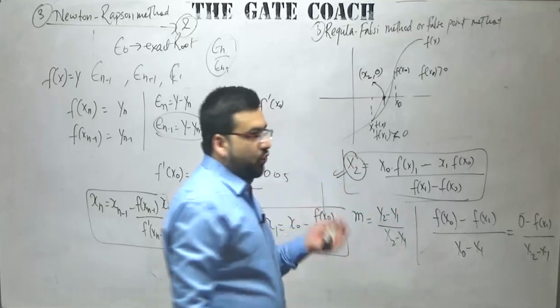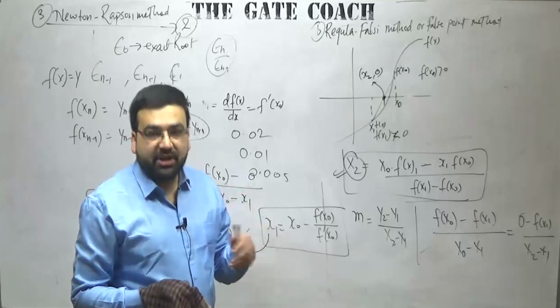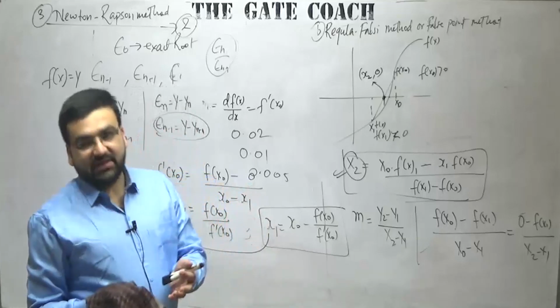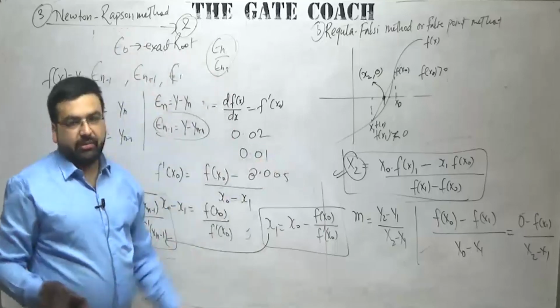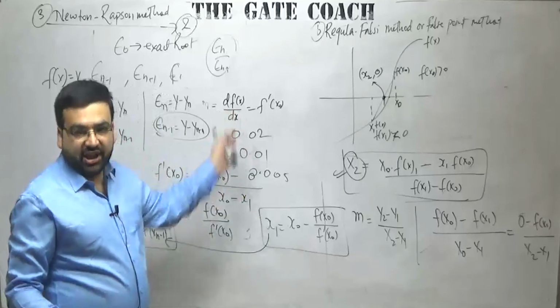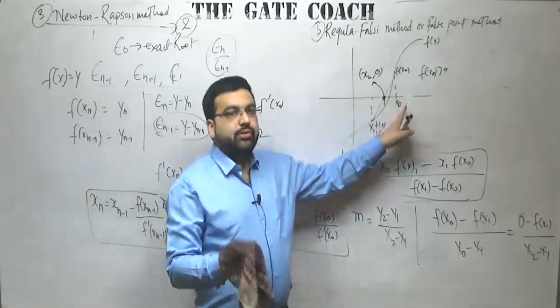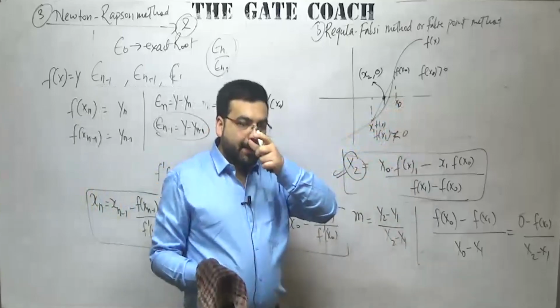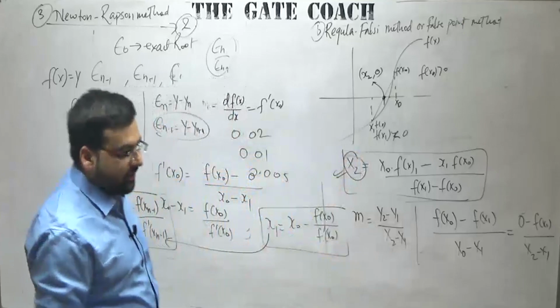A rate of convergence of 2 means you are coming closer to the exact root much faster as compared to other methods. So this is considered the most important method because you are coming to the exact root with fewer iterations. If your initial value, that is x naught, is assumed to be much nearer to the exact root, then your number of iterations will be much lesser as compared to the other methods in the Newton-Raphson method.